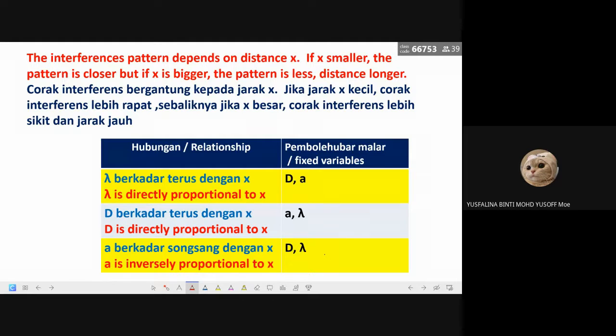So the fixed variables here are A and lambda. While A is inversely proportional to X. So if you decrease the A, X will increase. It means if your sources are much closer to each other, the X will become higher, right? And the fixed variables are D and lambda.